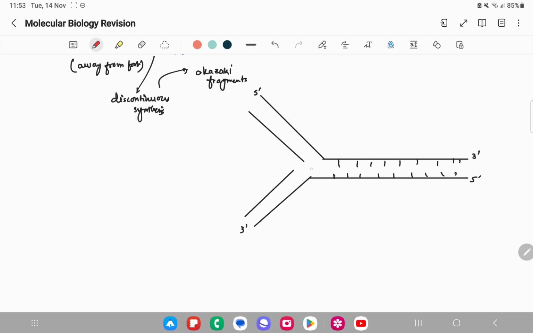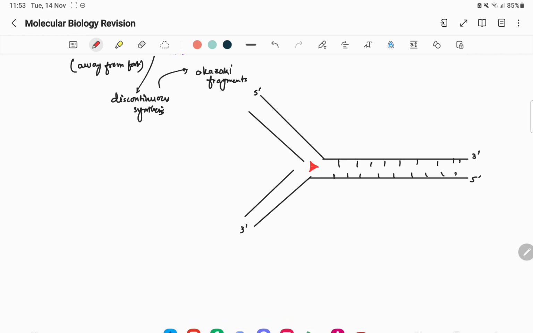Here the helicase will unwind the DNA. And the coils are stabilized by topoisomerases. Then you may see the SSB proteins attached here. SSB proteins stabilize the strands. These are SSB proteins, and let's say this one is the lagging strand.